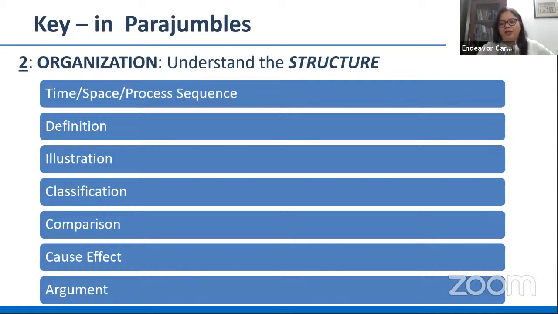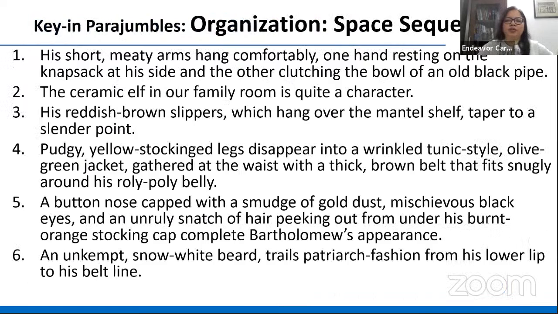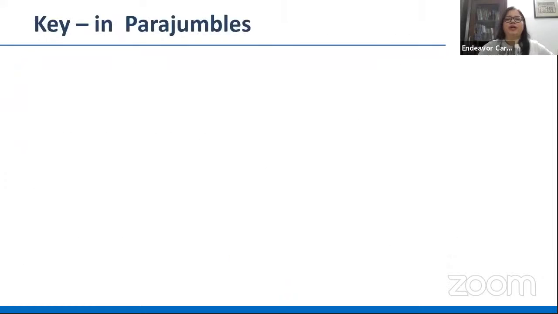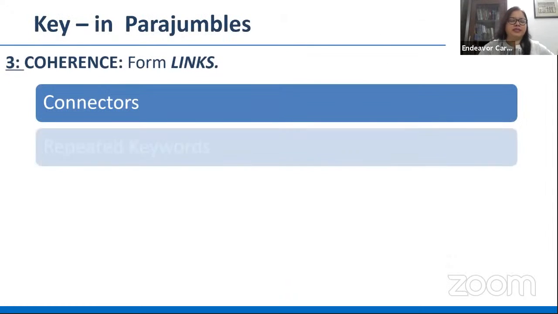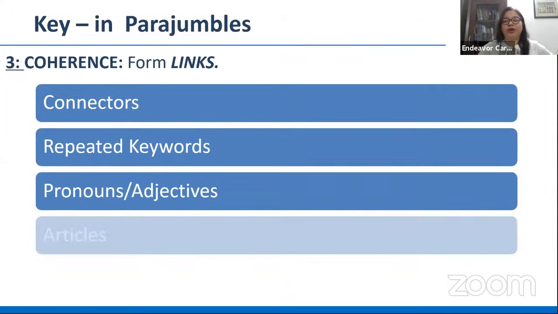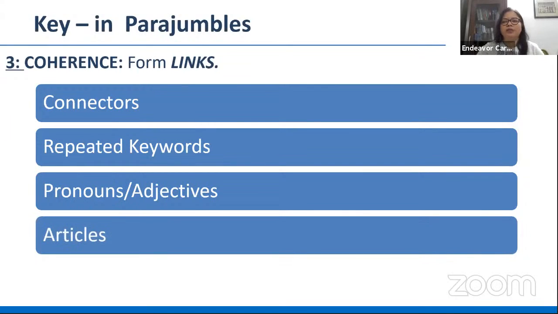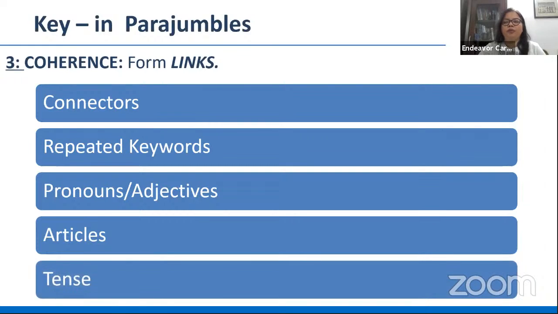Comparison, cause, effect, argument, right? We looked at quite a few examples, all right? This is to understand how paragraphs can be organized. Now the third and very important point, which will also take us to parajumbles with options: coherence. How do we form links?